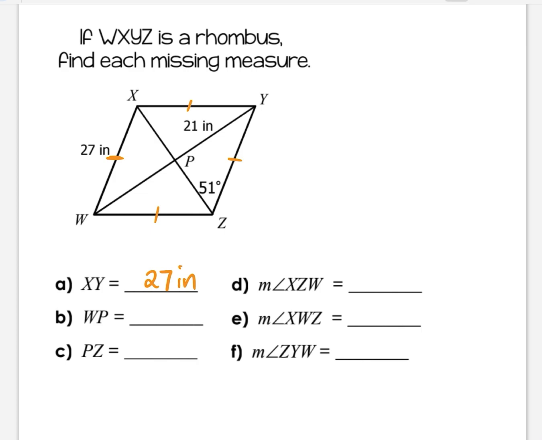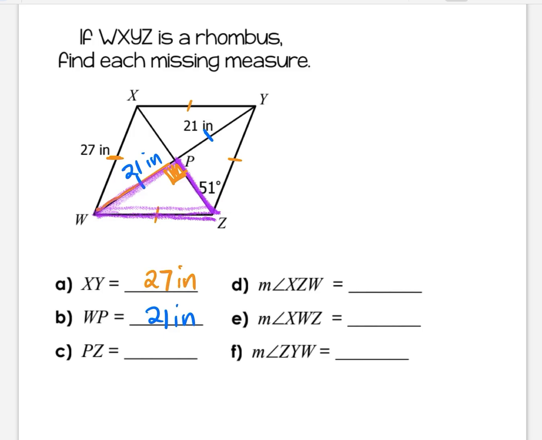WP is right here. If this is 21, then WP is also 21 inches. Then the next one is PZ, and PZ is on this side of the figure. Because that is on this side of the figure, let's focus on this triangle. This triangle is considered a right triangle.